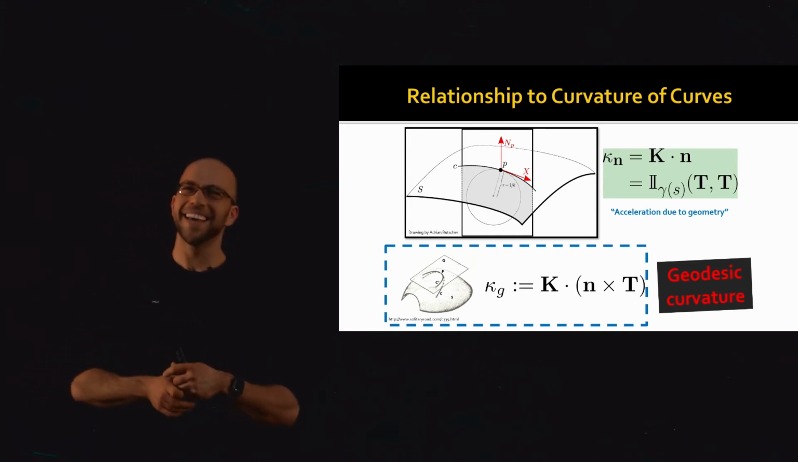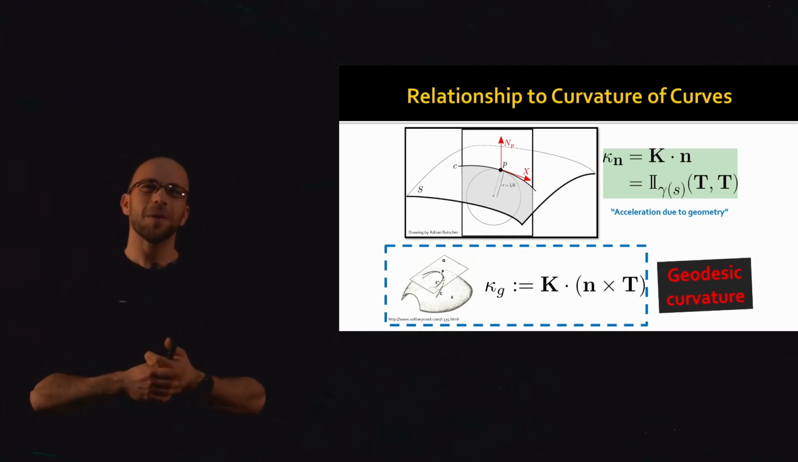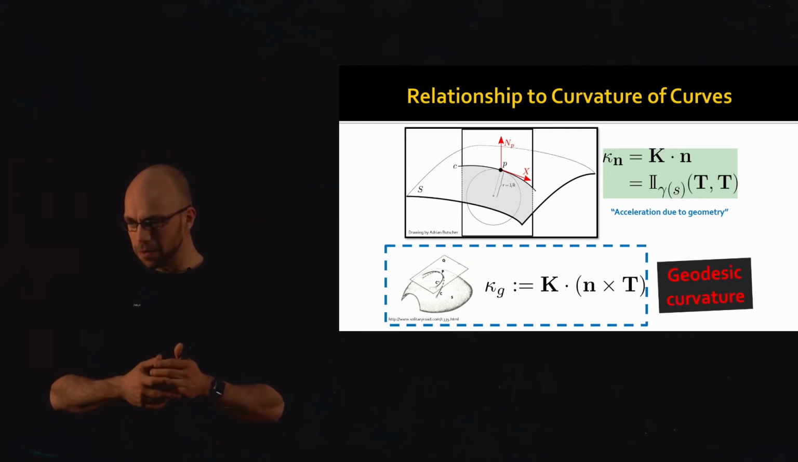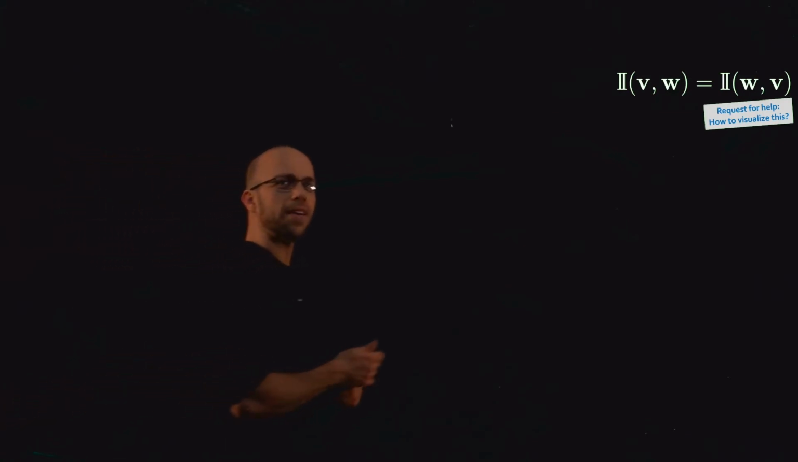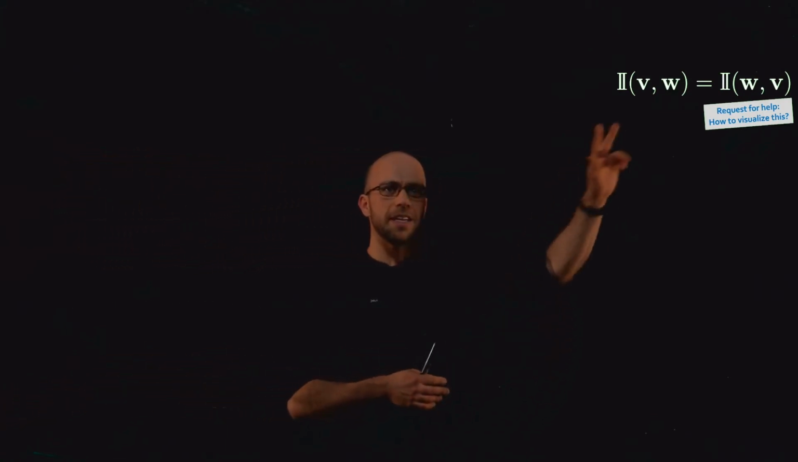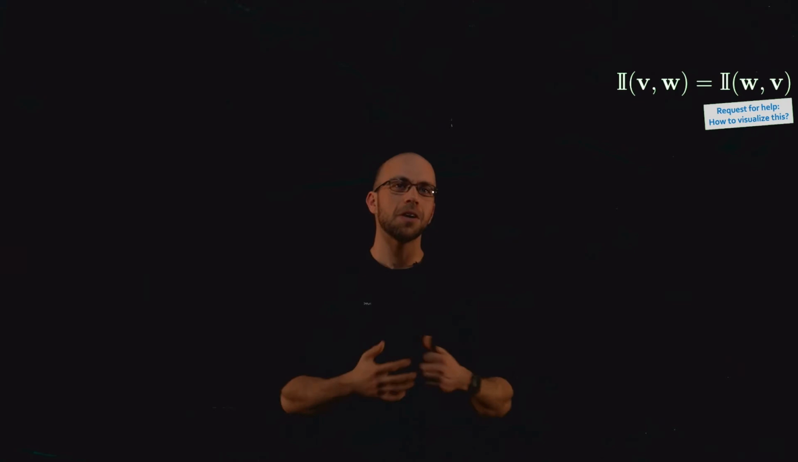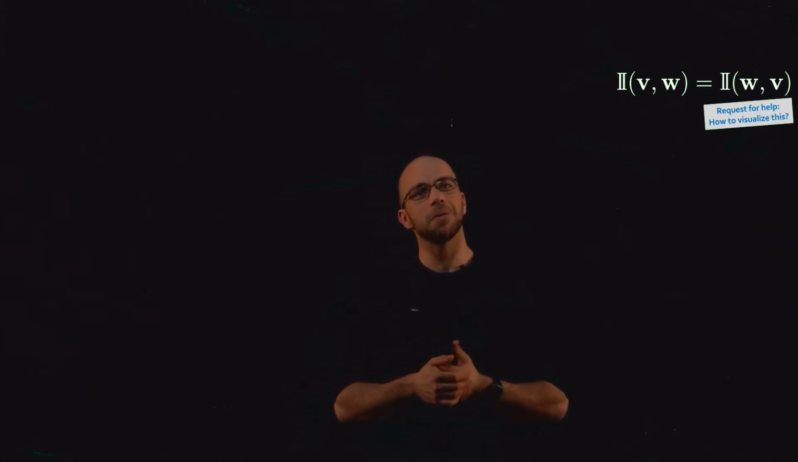So for my next trick, for the next thing we're going to do in this class, we're going to prove a really useful property of the second fundamental form, which is that it is symmetric. Namely, if I take two tangent vectors v and w, I can evaluate the second fundamental form in either order, v comma w or w comma v, and get the same number back out.